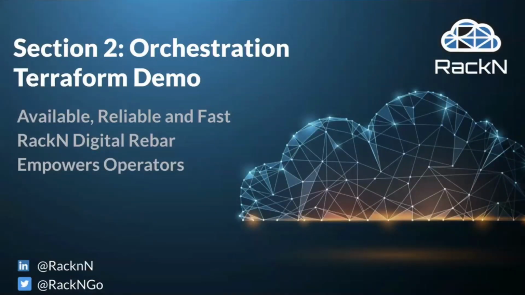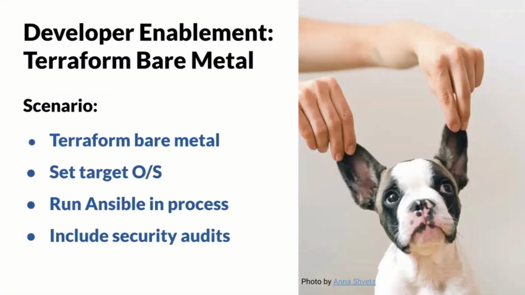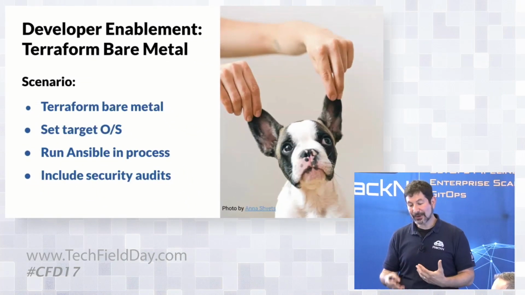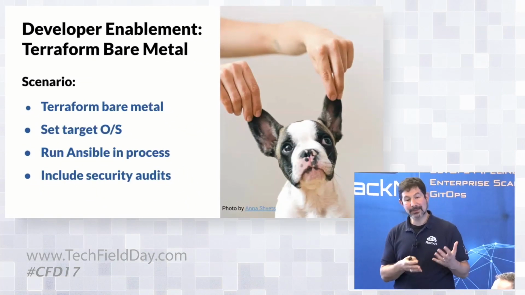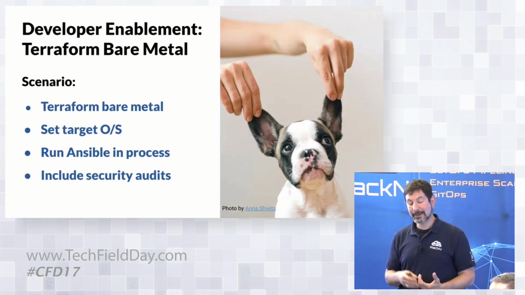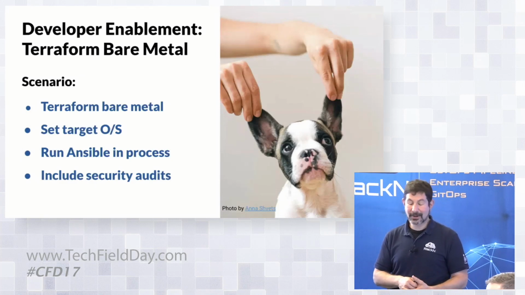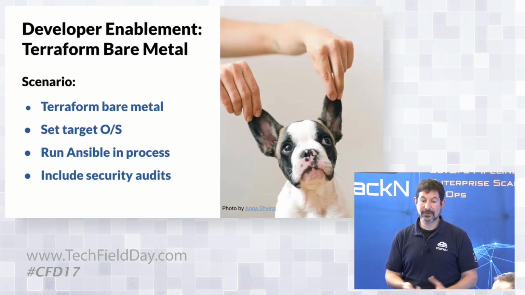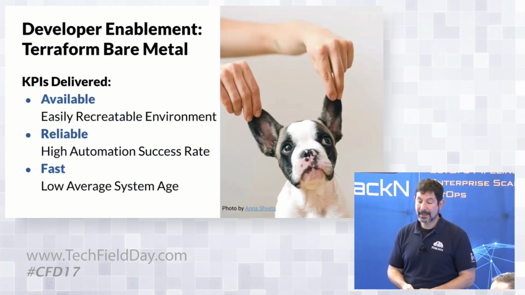In this demo section, we're going to show a Terraform demo for orchestration. The scenario here, we're going to go back into what we call our bank end personas. So I'll talk through what that means and how that works. But we're going to be showing an enterprise that is basically trying to terraform bare metal, doing things like setting a target OS, running Ansible as part of that process, and then talking through how they would do security audits of infrastructure that was provisioned through Terraform.